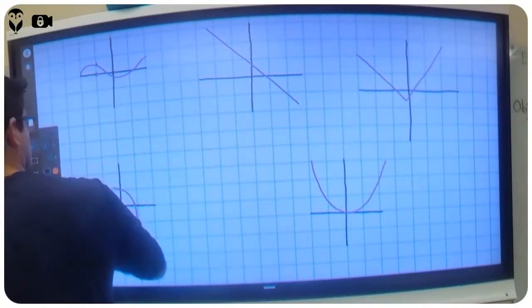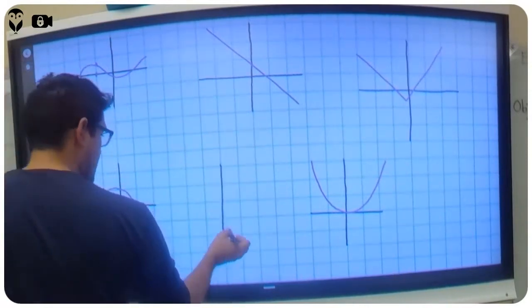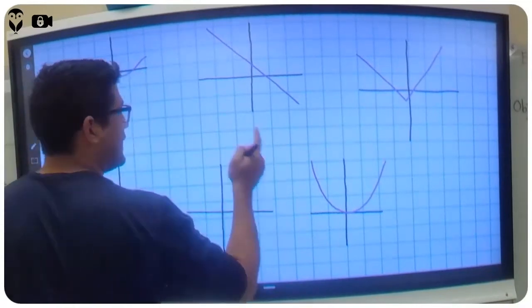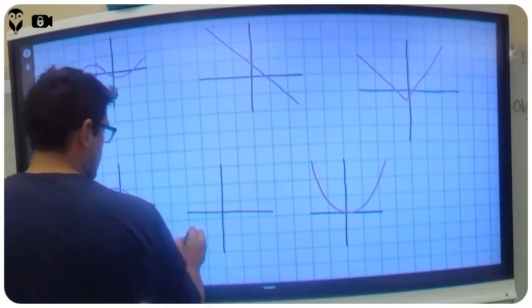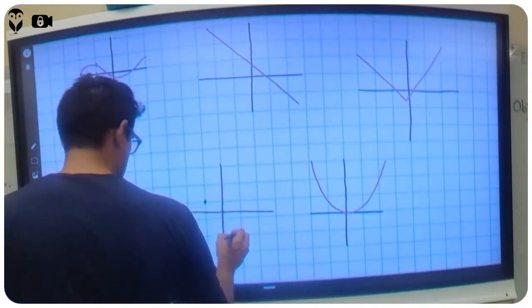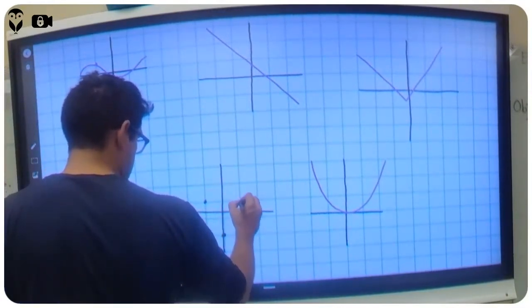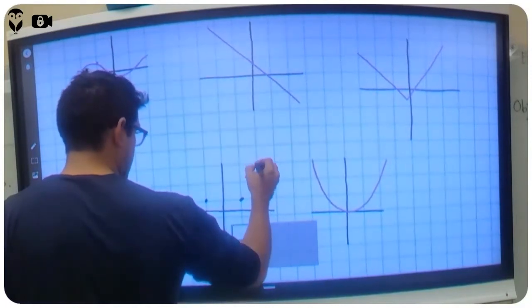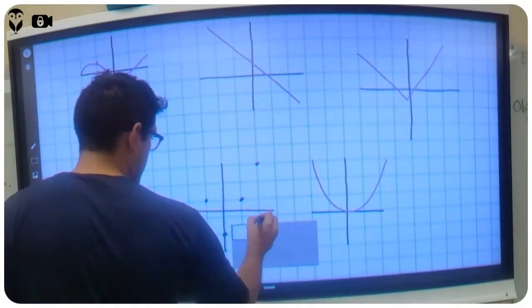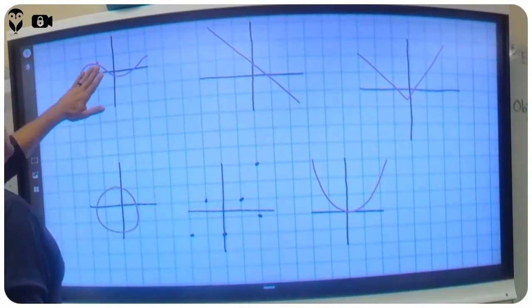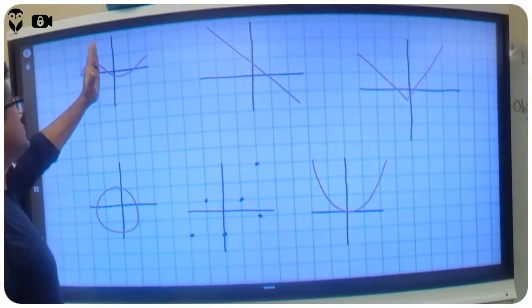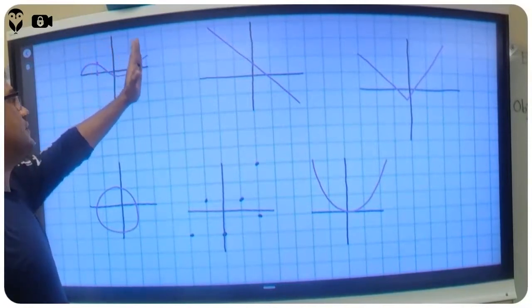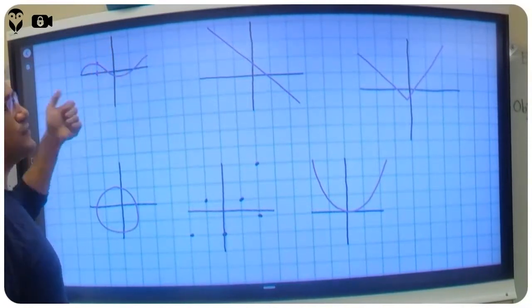If there is at all, ever, a part of the line that's on top of it, then it's not a function. So if any part of this is ever directly above it, then it's a no. All right, so this one, no matter where I look on the x, there's always only one answer. So this is totally a function.